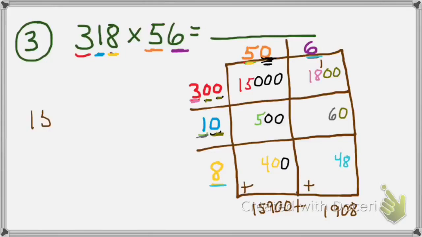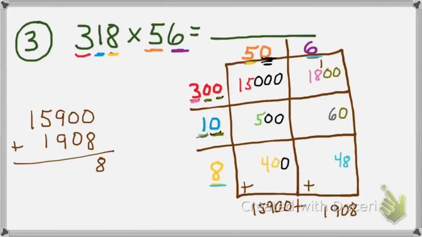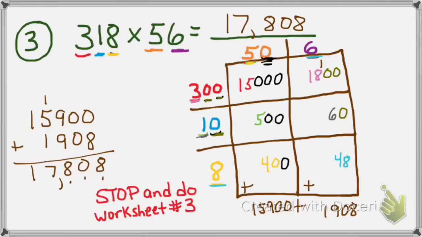Take those numbers, write them on scrap paper, line them up so I don't make any addition mistakes, and add them together. 0 plus 8 is 8, 0 plus 0 is 0. 9 plus 9 is 18, put down the 8, carry the 1. 1 plus 5 is 6, plus 1 is 7, and 1 plus nothing is 1. Let's count back for commas. 1, 2, 3 places, and I put the comma. So my final answer, 318 times 56 equals 17,808. Please stop and complete worksheet number 3 right now.